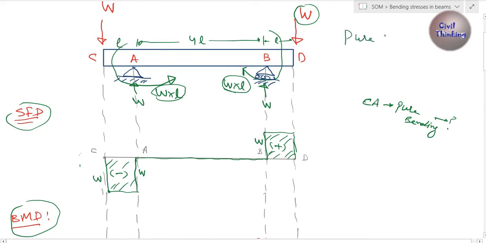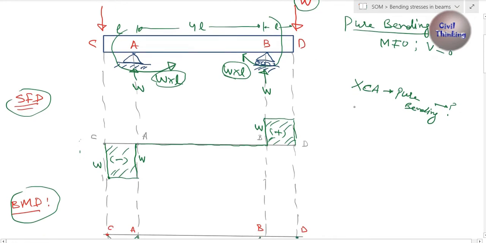Pure bending or simple bending means what? Some magnitude of moment, it is not zero, but shear force is zero. But in AC or CA there is some value of shear force. As you can see, the shear force is W here, right? From the shear force diagram, from C to A there is some shear force, means it is not equal to 0, so CA is not pure bending.